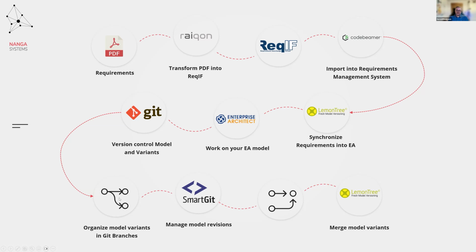And so we will create some specific variants. We will use SmartGit, also one of the market leaders when it comes to Git clients, to manage our variants. And at the end of the day, we will again use LemonTree to consolidate all our variants into one common platform-like approach. Good. Let's see how that works. We will start with the requirements.